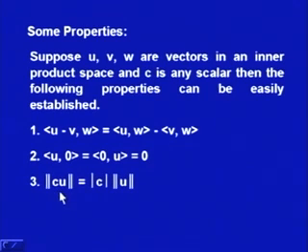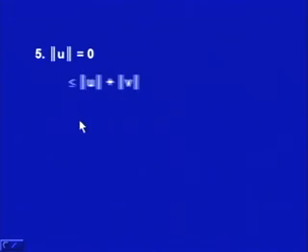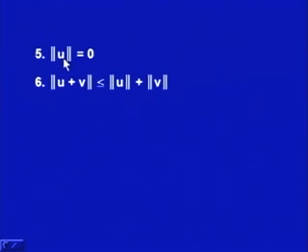The third is that the norm of c u is equal to the magnitude of the scalar c multiplied by the norm of u. Then the norm of u is always greater than or equal to 0. These are the properties which can easily be derived. And fifth is that the norm of u is 0 if and only if u is equal to 0. Next, the norm of u plus v is less than or equal to the norm of u plus the norm of v. And then we have d(u, v) equal to d(v, u), that means the distance between u and v, or between v and u, is the same.